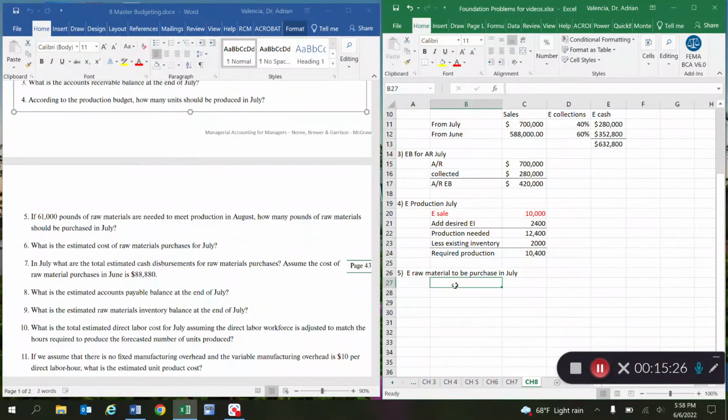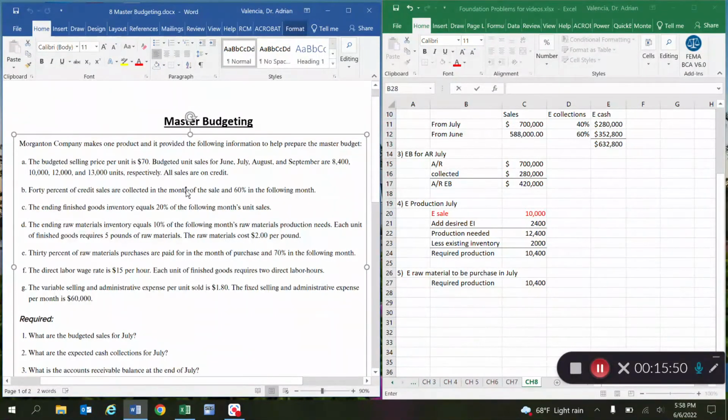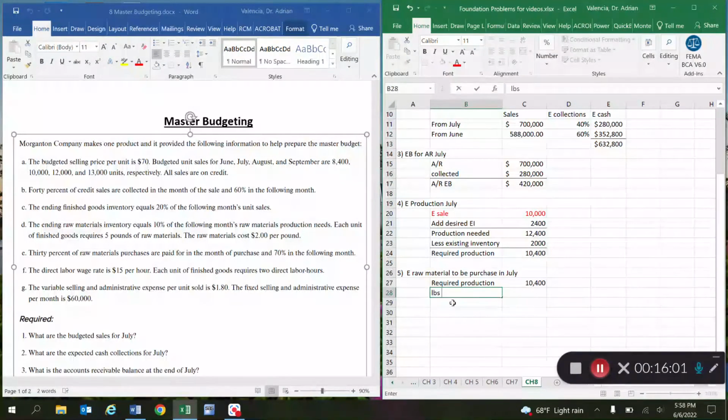Okay, so my required production is the first thing we'll start out with. I'm going to make 10,400 based on the expected production budget from July, just above here, number 4. So then the next question is, how much raw material? Each unit of finished goods requires 5 pounds of raw material, correct? And it costs $2 per pound. Okay, so I'm going to go in here and say pounds per unit, and that's 5.